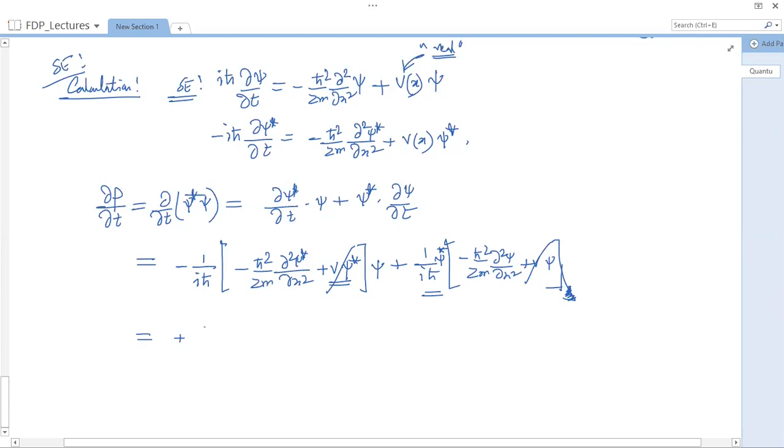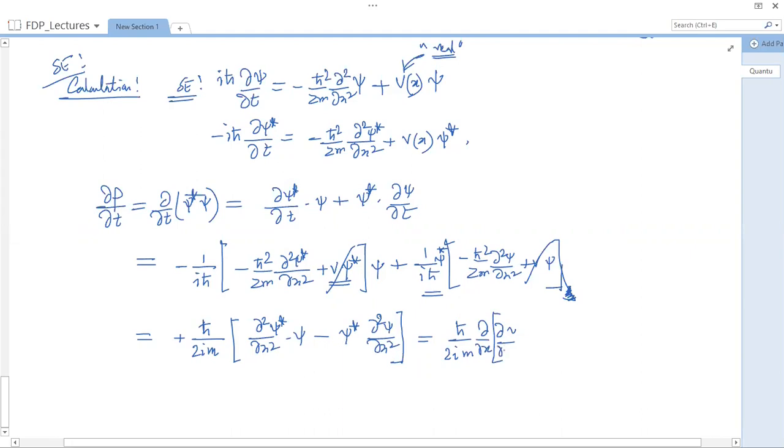plus h bar by 2im d2 psi star dx square psi minus h bar by 2im psi star d2 psi by dx square, which is h bar by 2im d dx of d psi star dx psi minus psi star d psi dx.